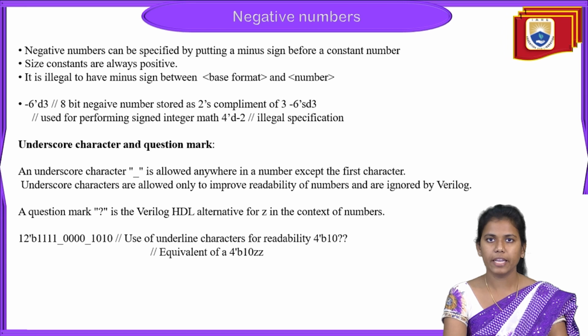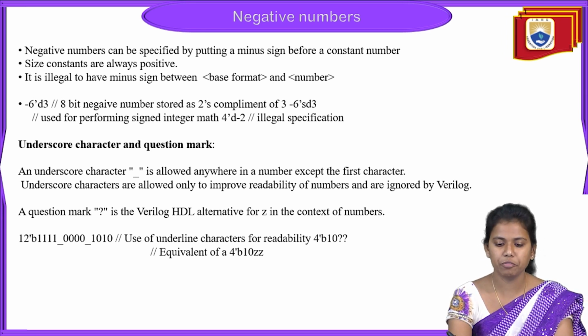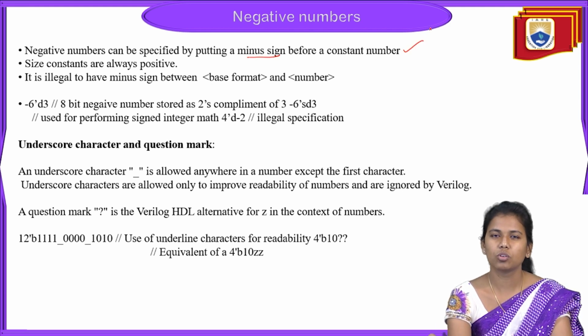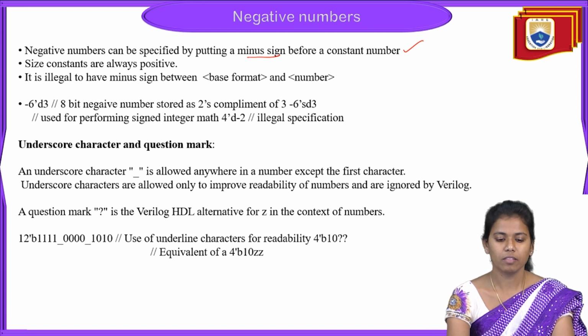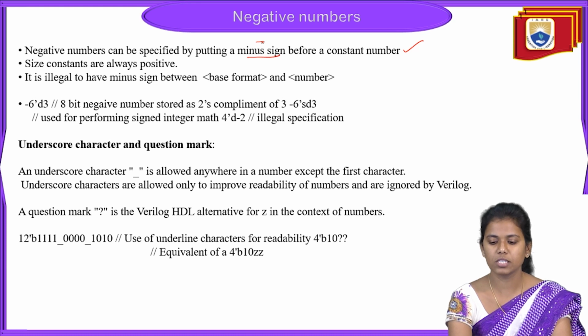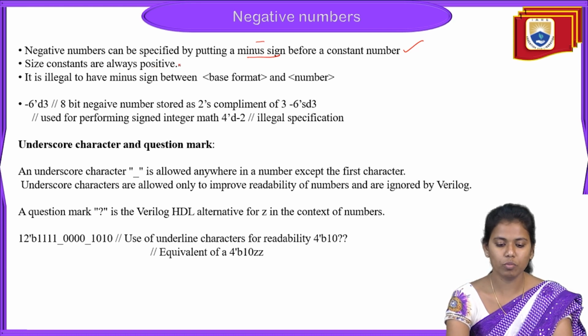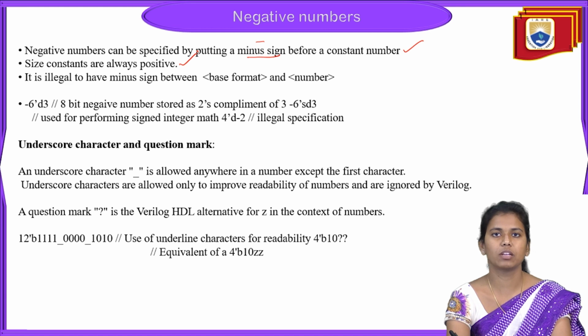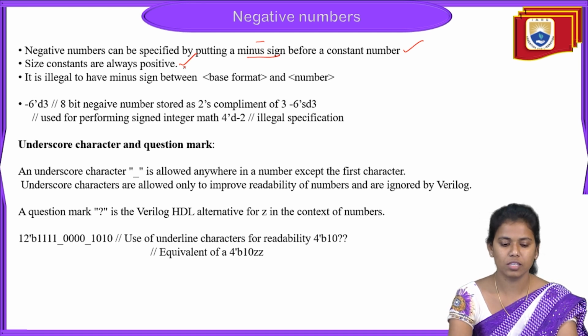So these are the constraints that we see in Verilog. And coming to the negative numbers, what are these negative numbers? Negative numbers can be specified by putting a minus sign before a constant number. This is a well-known fact. Size constants are always positive. So in these negative numbers, the size constant is always a positive one. There is no restriction on these size constants.